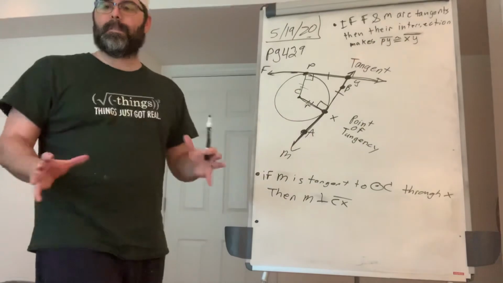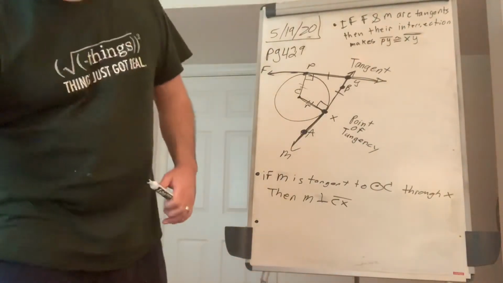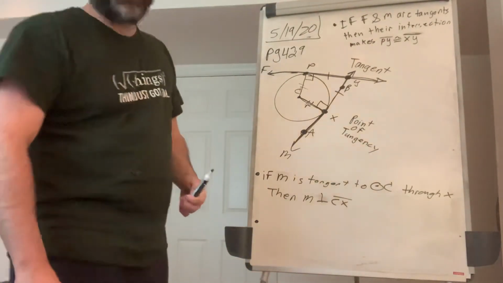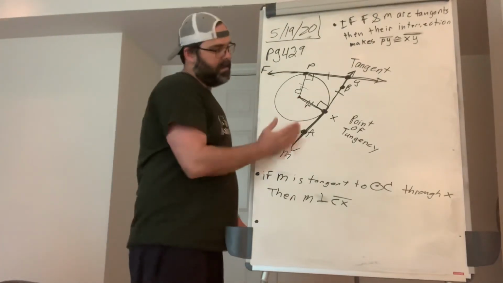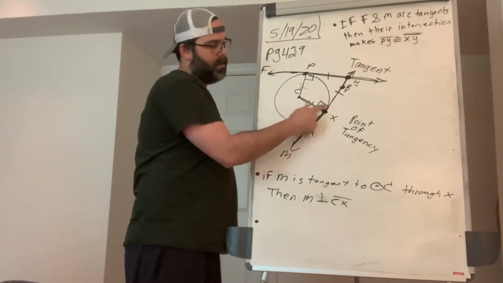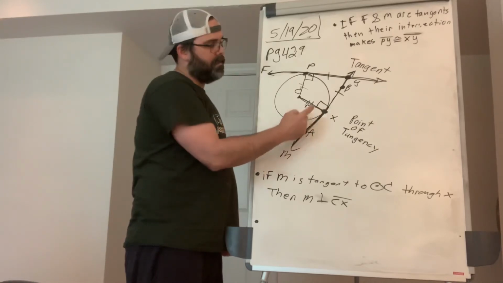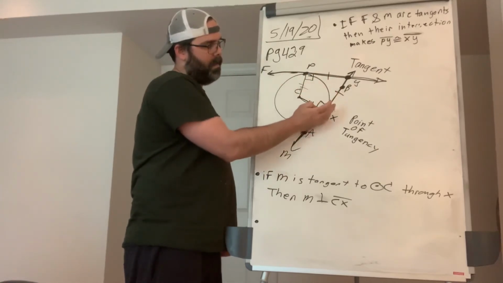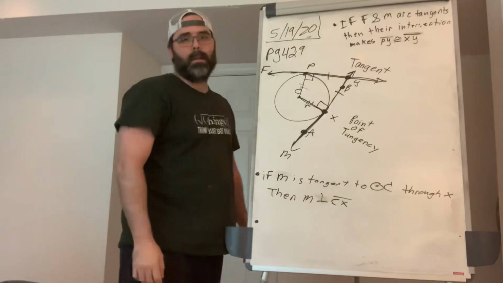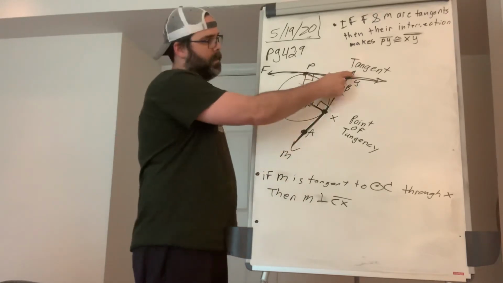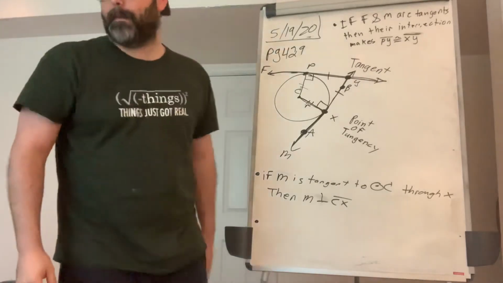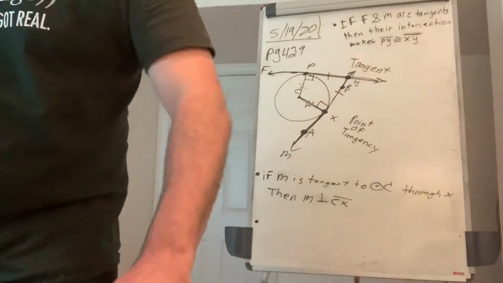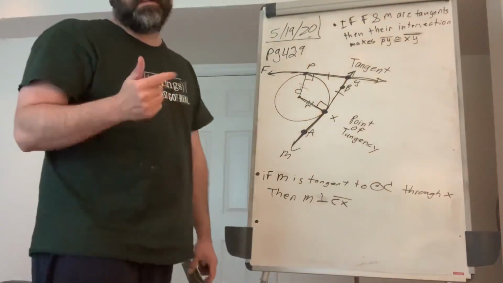All right. So this is all the information we need to have in order to do the problems for today. So just to recap, if this is a tangent, it creates a 90-degree angle with the radius. If there's two tangents, then they create two congruent line segments, PY and XY.